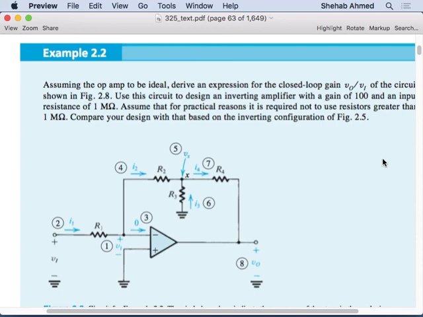We finished 2.1. Inverting amplifier, section 2.2, we finished most of that. So that covers problems 2.8 all the way to 2.43, because starting 2.44 is the non-inverting amplifier problems. So you can basically do the first 4 problems of the homework, I think.